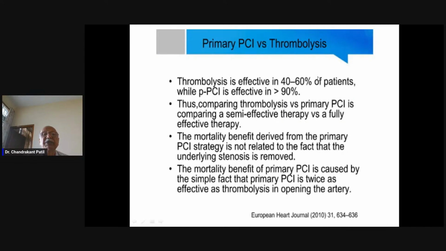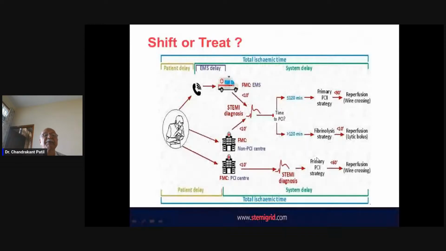Thrombolysis is effective in 40 to 60%, whereas primary PCI is effective in more than 90% of the patients. Thus, comparing thrombolysis versus primary PCI is comparing a semi-effective therapy versus a fully effective therapy. The mortality benefit derived from the primary PCI strategy is not related to the fact that the underlying stenosis is removed. The mortality benefit of primary PCI is caused by the simple fact that primary PCI is twice as effective as thrombolysis in opening the artery. That is the main importance of primary PCI.